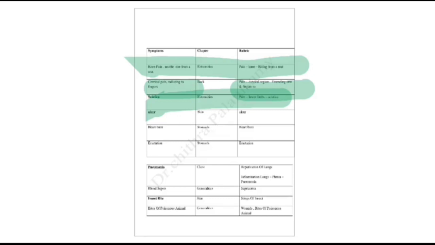Then for ulcer, we see the skin chapter, ulcer. Heartburn is present in the stomach chapter, heartburn. Eructations, we can see in the stomach chapter, eructations. Then we come to pneumonia. We all know it will be in the chest chapter. Then how is it present? Inflammation of lungs, pleura, pneumonia, like that.